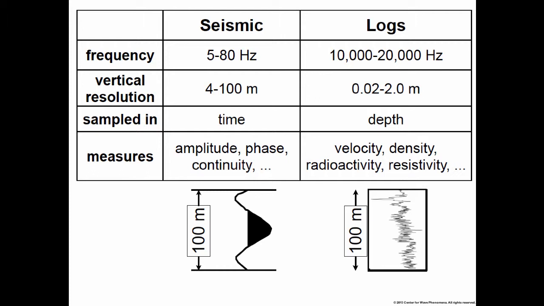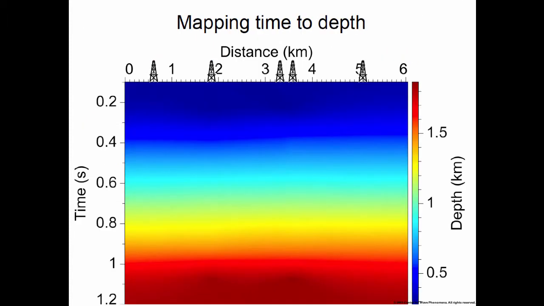And one of the hardest parts about tying logs to seismic, though, is the fact that logs are sampled in depth and seismic is sampled in time. And there's still a lot of people that work in time-migrated seismic volumes. And so in order to tie well logs, we need to create a mapping from time to depth. So we want something that looks a little bit like this.